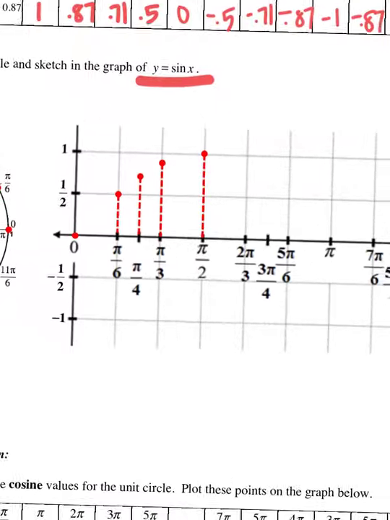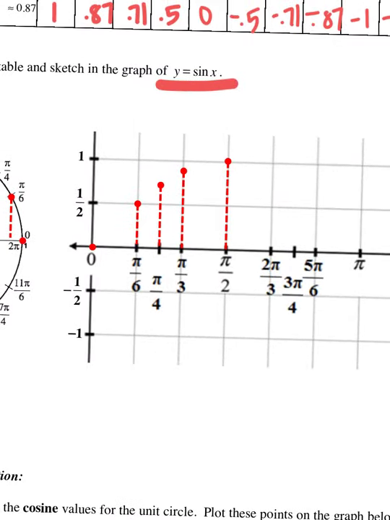So let me zoom in. 0, 0, pi over 6, we were at 1/2. Pi over 4, we were up at 0.71. And then the next dot, so I plotted the first 5 dots for you. The next dot is at 2 pi over 3. Well, 2 pi over 3 we said was about 0.87. So let's go up to 0.87.